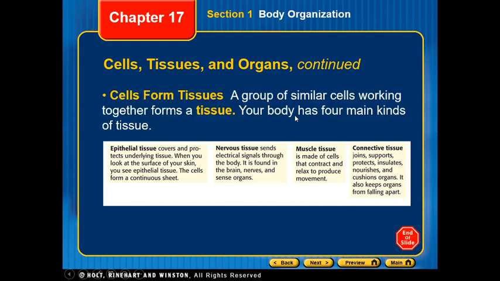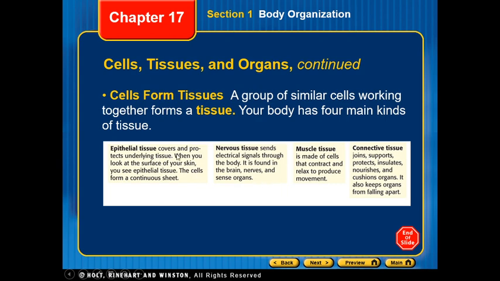Now, we talked about the cells. So we say that a group of similar cells working together forms a tissue. The cell is the basic unit of life, the smallest unit. And similar cells that work together, you call that tissue. So your body has four main kinds of tissue. One is epithelial tissue, nervous tissue, muscle tissue, connective tissue.